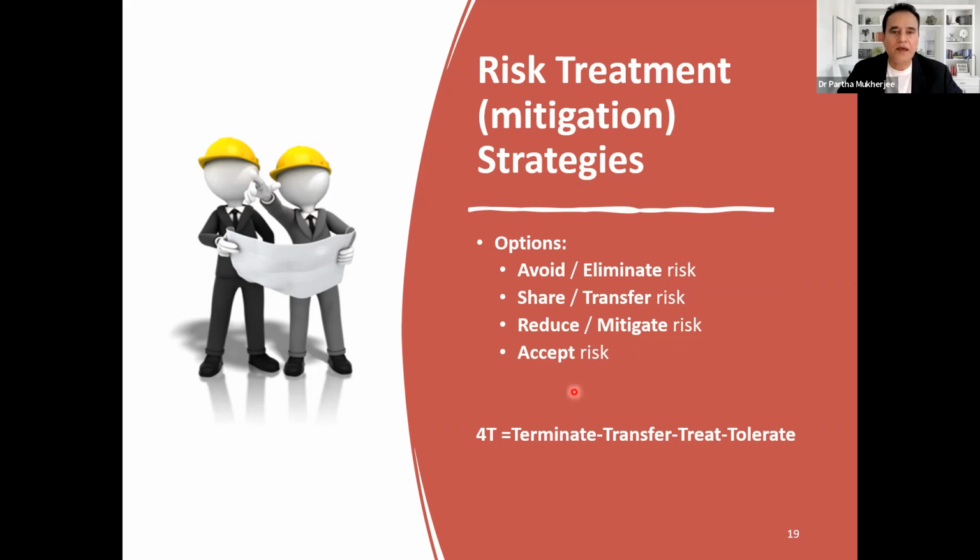For example, if anyone declares a war against you, there's no strategy. I have to face the risk, I have to accept the risk. So this is also called a 4T approach, which is terminate, transfer, treat, or tolerate. Terminate means eliminate, transfer means I transfer.